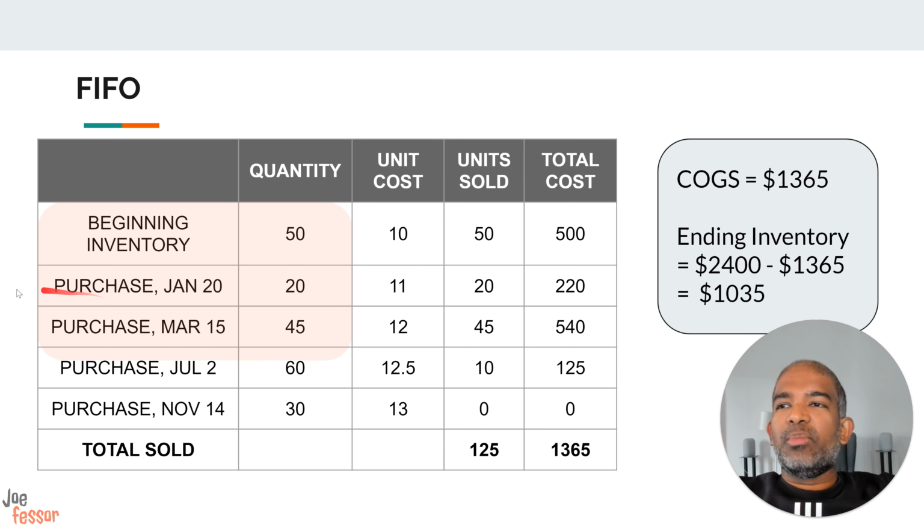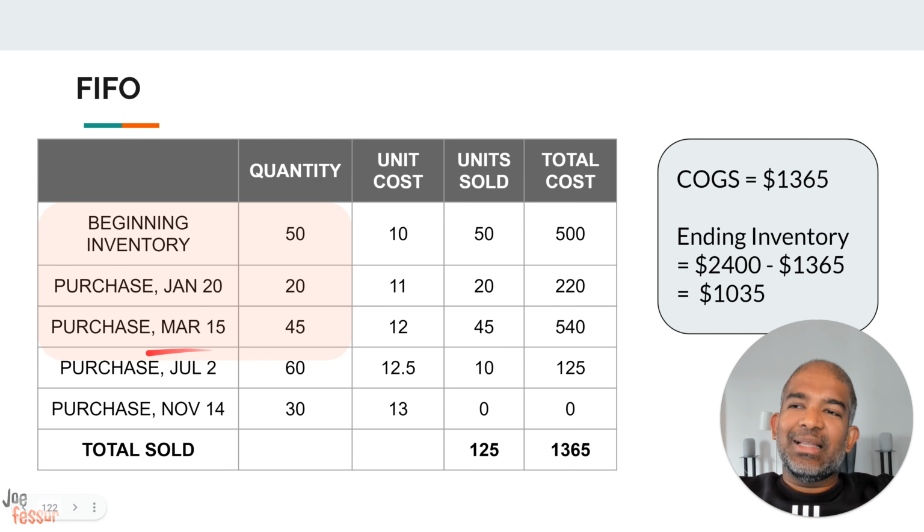Then we move on to the first set of purchases, which was done on the 20th of January. That set had 20 bottles. Because we still have to account for 75 bottles, we're going to sell all 20 of these bottles. So out of the 75 bottles, we've accounted for 20 bottles now. We still have to account for 55 more bottles. Then we move on to the next set of purchases, which was done on the 15th of March. That set had 45 bottles. Again, we're going to account for all 45 bottles and consider them as sold. So out of the remaining 55, we've accounted for 45 bottles now.